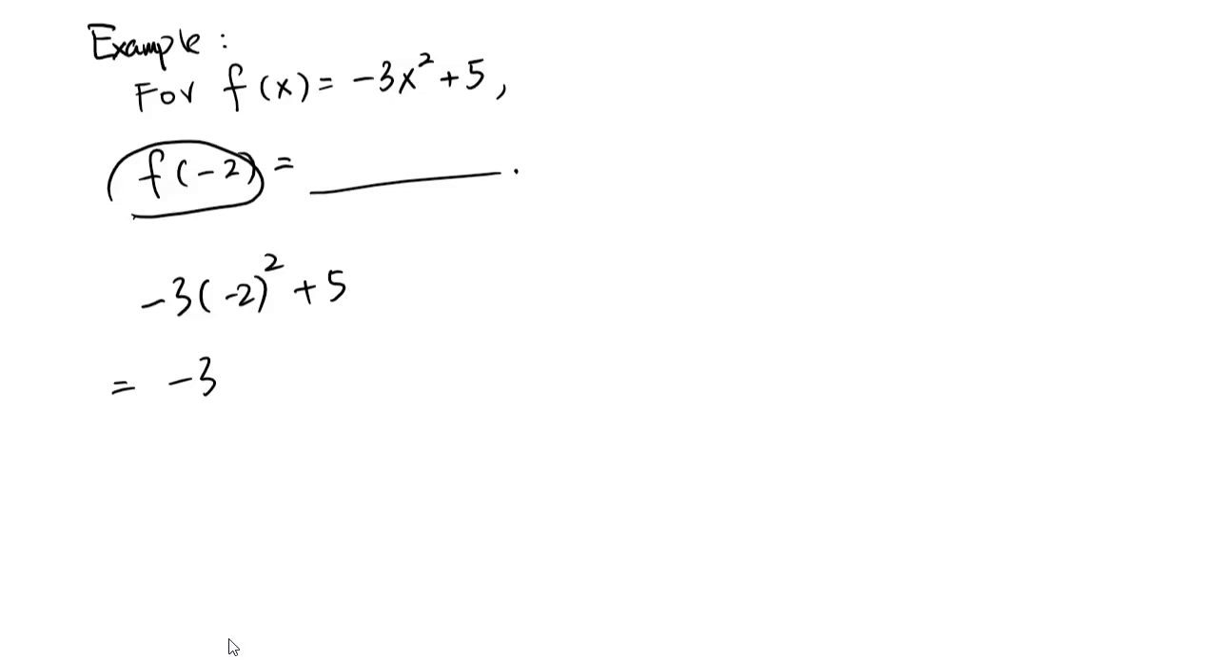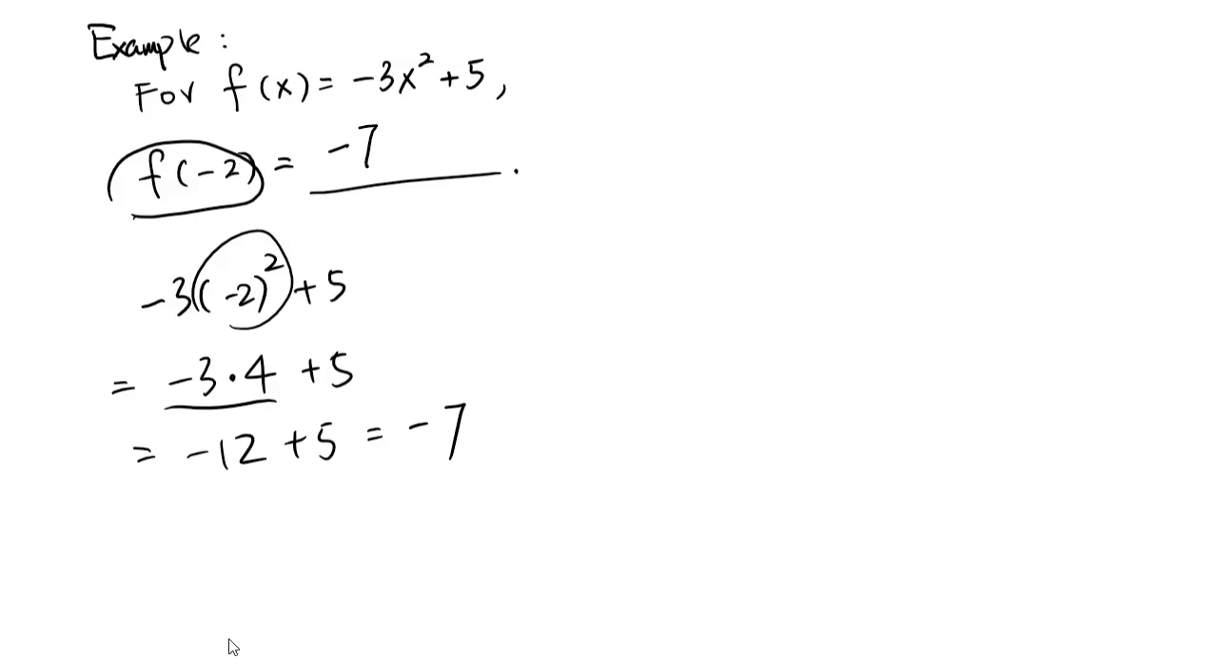That is negative 3 times, you do the exponent part first. Negative 2 squared is 4, plus 5, and then do this part. That's negative 12 plus 5, which is negative 7. And the answer here is negative 7.